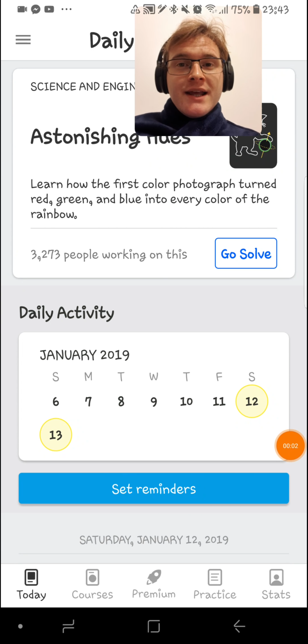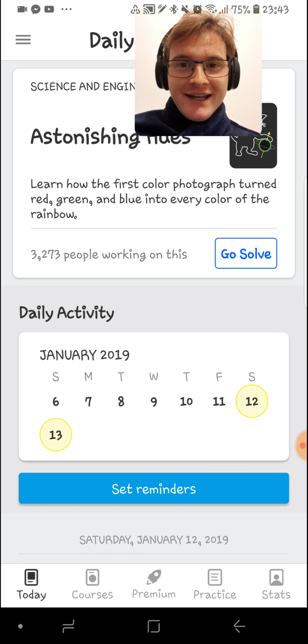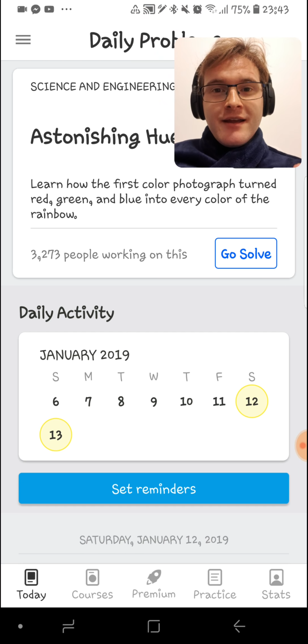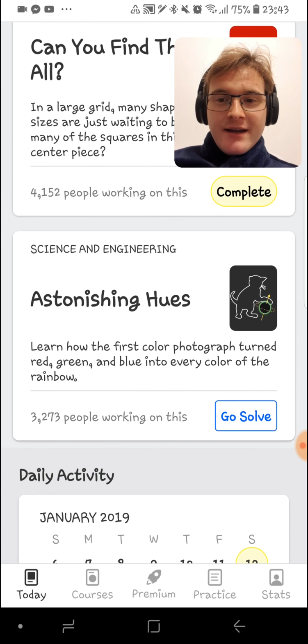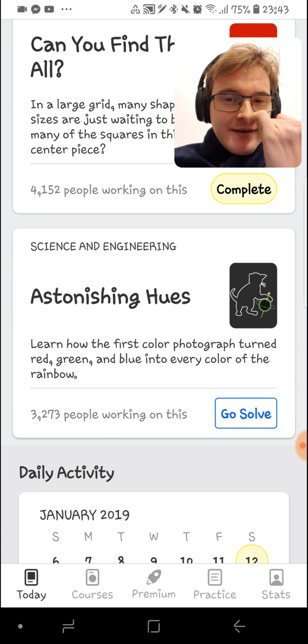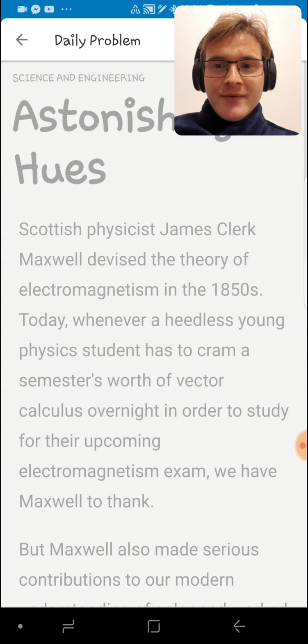Okay, hello everyone. So, given my recent disaster on Elevate, I thought I wouldn't leave it there. I'll try and redeem myself by looking at a problem on this brilliant app. Again, this is one you can get in the Android store. Here we have science and engineering. So let's have a little look what we have before us.